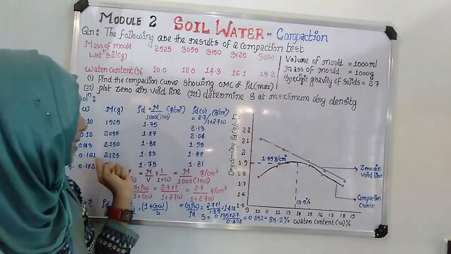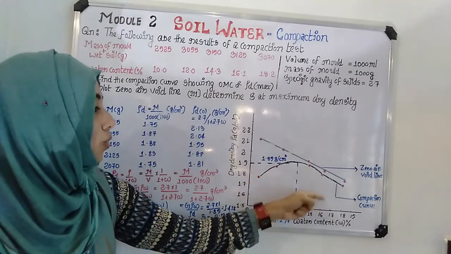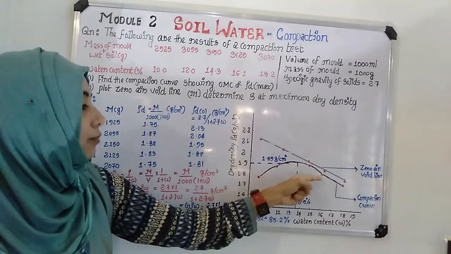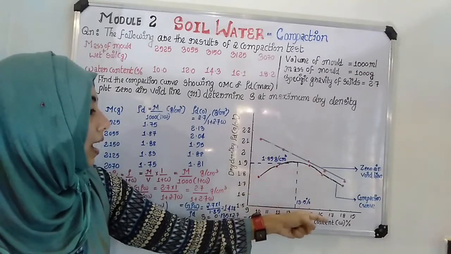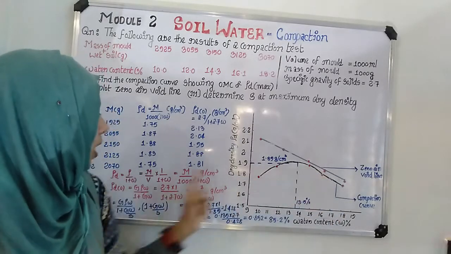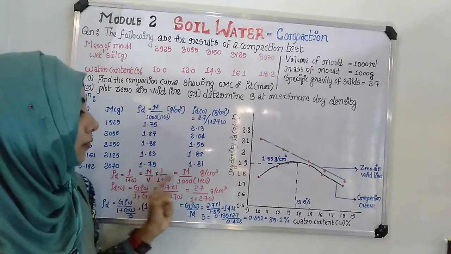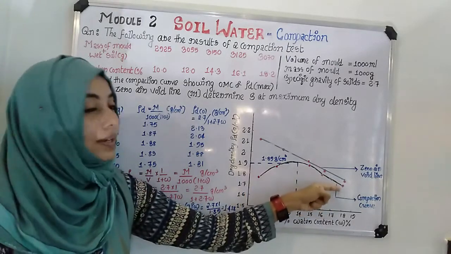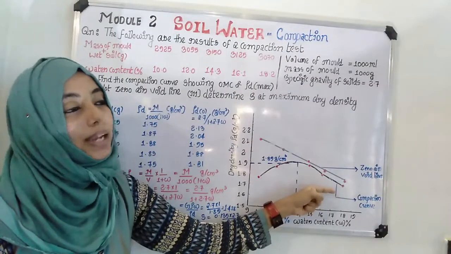And for 16.1% water content and 1.83 dry density, we have this point. And for water content 18.2% and dry density 1.75, we have this point. By combining these points, we obtain the compaction curve.